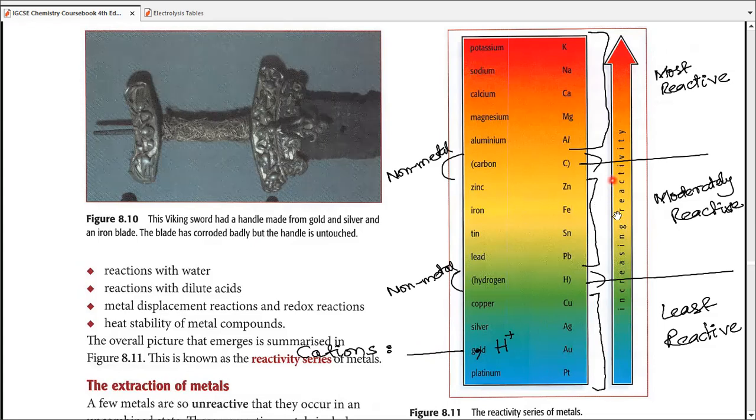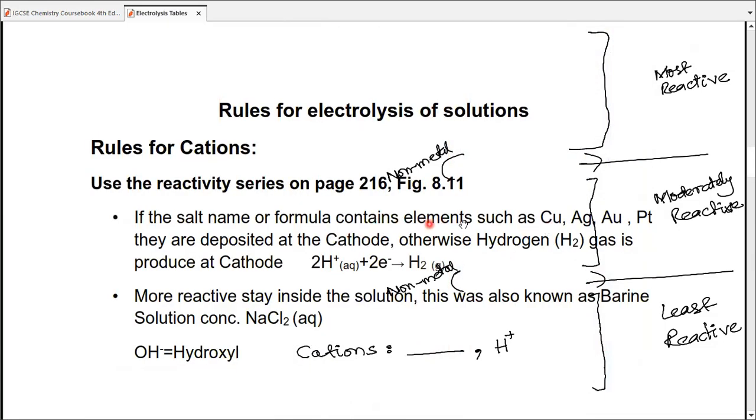For anyone apart from these 4, as they are more reactive than hydrogen, they won't be able to get to the respective electrode. They would stay inside the system, and hydrogen would be able to go to the respective electrode. Which means most of the time when we are dealing with solutions, and hence we come to our first rule. If the salt name or the formula contains elements such as copper, silver, gold, or platinum, they are deposited at the cathode. Otherwise, every single time hydrogen gas is produced at the cathode.